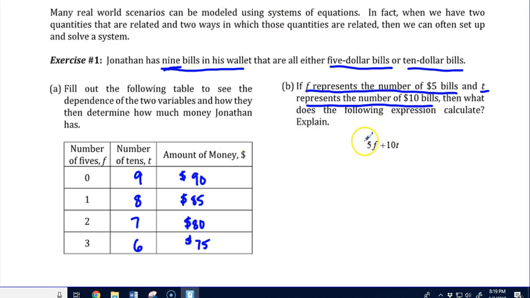Okay, so it's asking, what does this represent? 5f plus 10t. Pause your recording. Think about that for a second. Play the recording when you're ready. All right, so basically that's what we were doing over here. We were taking 5 times each one of these f's plus 10 times each one of these t's, right? 5 times 1 plus 10 times 8 makes 85. So it works out to be the amount of money that he has.